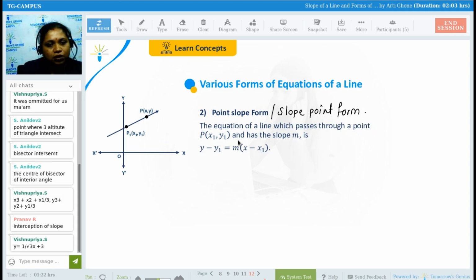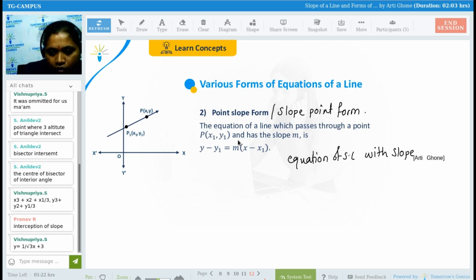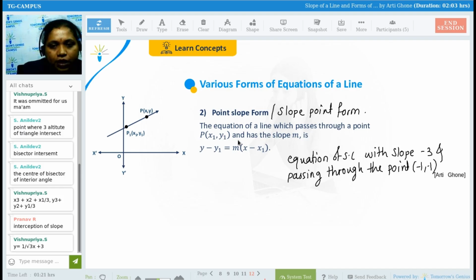Okay, now in this form, the slope point form, a point is provided and slope is provided. If I take the same question and instead of intercept I replace the value with the point which is known, means what? Equation of straight line. Calculate this one, equation of straight line with slope minus 3 and passing through the point minus 1, minus 1. Do it quickly.